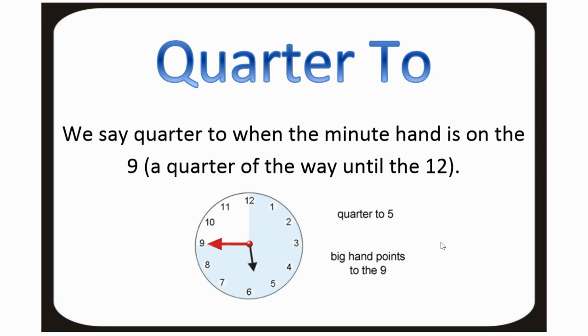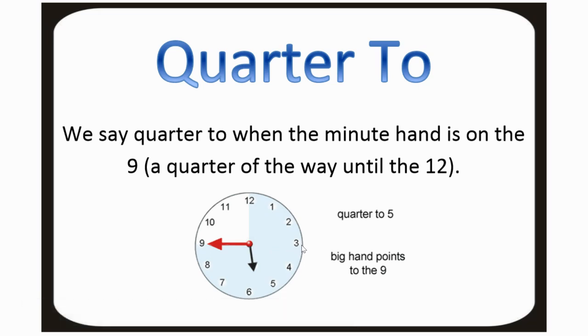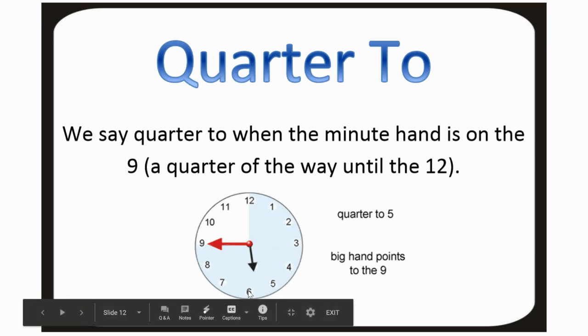Quarter to is when the minute hand is on the 9, a quarter of the way until the 12, okay? And so we had our quarter past, which is 15, half past, which is the 6 or 30, and then quarter to, and this is the 45-minute mark, all right? And so looking at this, quarter to 5 is what this says, and it should be quarter to 6 because it's almost to the 6, okay? The big hand is pointing to the 9. That means it is 5:45 and it's almost 6 o'clock.